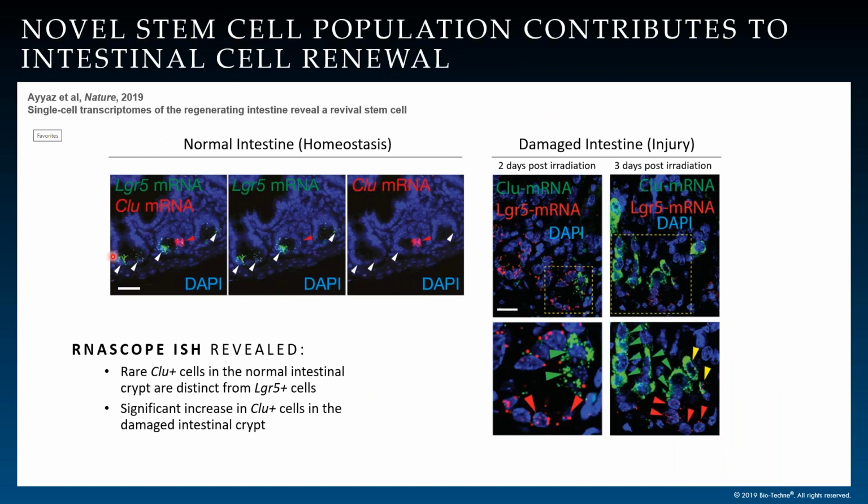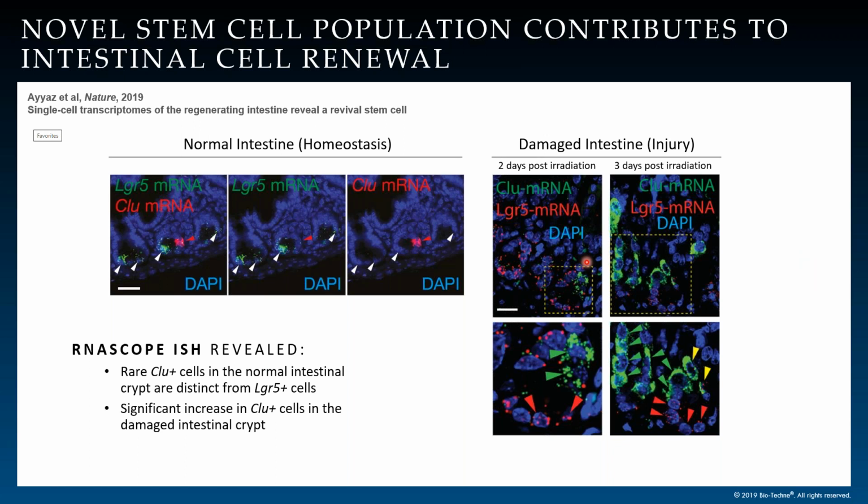So here, as you can see, in a normal intestinal epithelium, they were able to identify LGR5 positive and clusterin positive populations of stem cells in the crypts of the intestines. As you can see, they are independently expressed, indicating they are independent populations of stem cells.